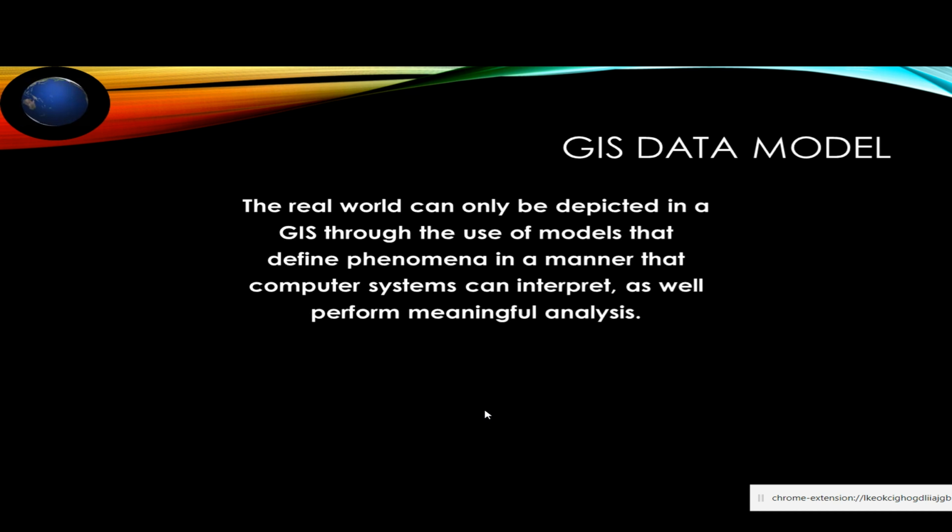So GIS is the data model through which the real world can be depicted. The use of a model defines the phenomena in a manner that a computer system can interpret as well as perform meaningful analysis. So when we do hands-on, now we'll be understanding. Yes, we are really dealing with real-world features, and we are able to predict. We are able to speak about some of our own interests.